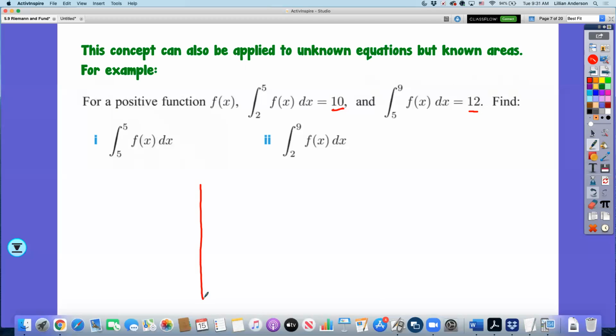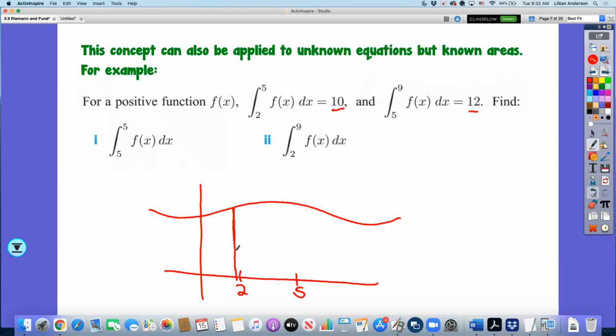So essentially, you have some general function, right? And it's saying that the area underneath the curve from 2 to 5 is equal to 10. And then from 5 to 9, the area is equal to 12. Some function. I don't know what the function is, but I do know their areas.